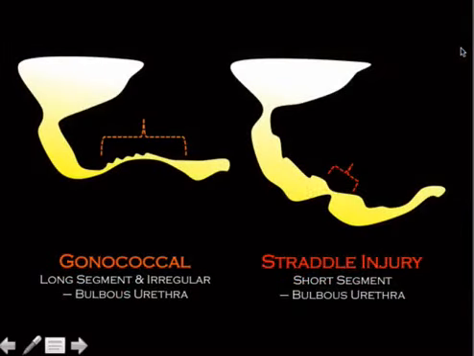That is different than the long segment irregular scarring that you can get from a woman of questionable moral standard or a free-spirited woman. So the difference between these two: straddle injury, short segment; gonococcal scarring, long segment. Both can cause narrowed urethra and reproductive issues and also outlet obstruction.